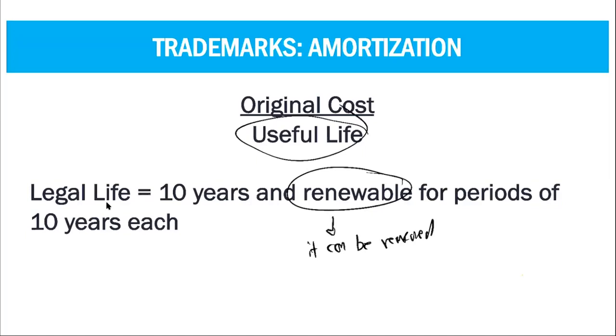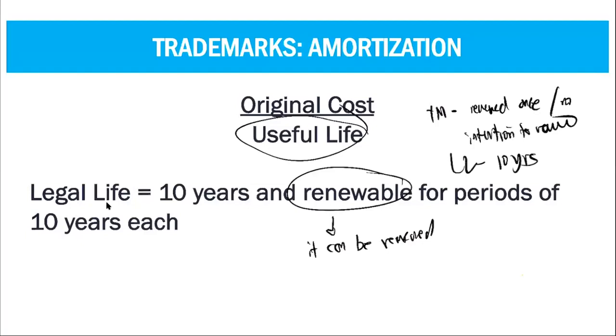However, if the problem says that the trademark can only be renewed once, or there is no intention to renew, then your legal life is 10 years. So you have now time to compare the useful life and the legal life, only when the problem states that the trademark can only be renewed once, or there is no intention to renew the trademark.